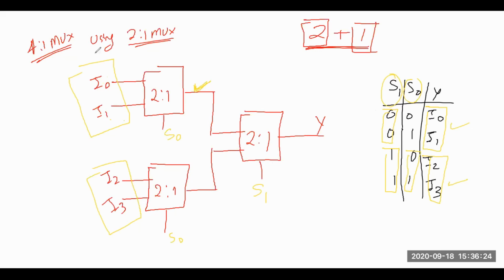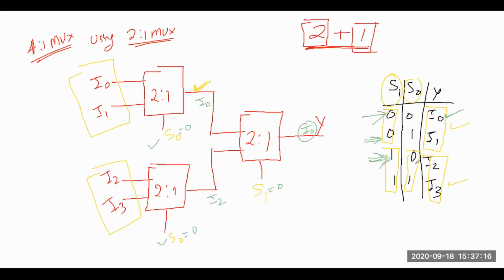Now if I want to verify whether it is correct or not, let's take the first case, when both are 0 0. First come to the two parallel multiplexers. This S0 is 0, this S0 is 0, so here you will get I2, here you will get I0. Then if my S1 is also 0, I will get I0 here. So if S1 and S0 both are 0, I will be getting I0 here.